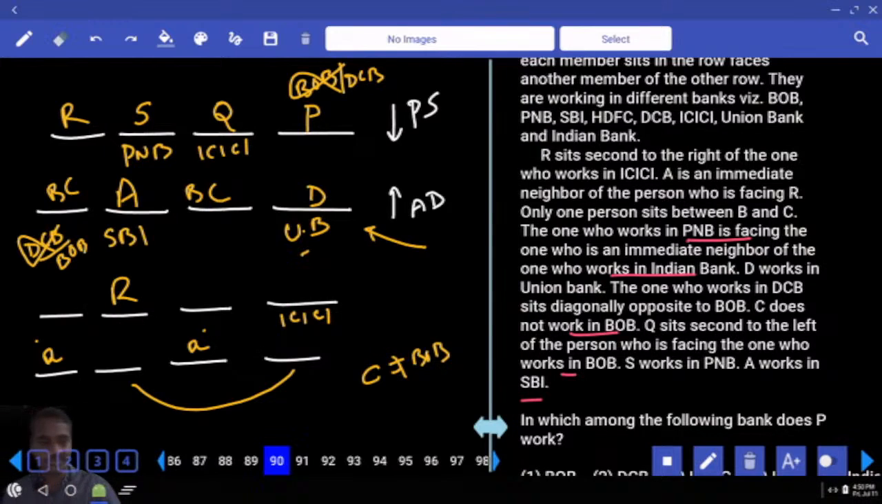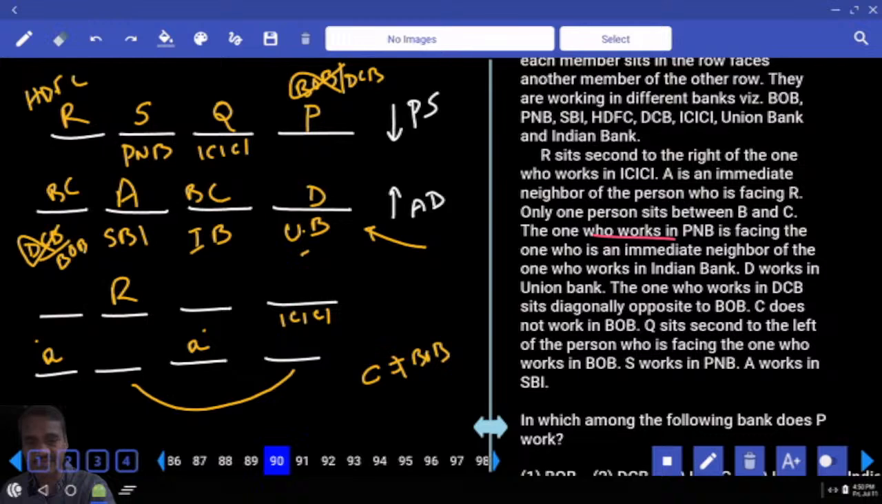Now we are left with one more piece of information. The one who works in P and B is facing the one who is an immediate neighbor of Indian Bank. Indian Bank adjacent, then it must be P and B. Now Indian Bank is adjacent to P and B, so this must be Indian Bank. Who is left over? HDFC. And R is HDFC.